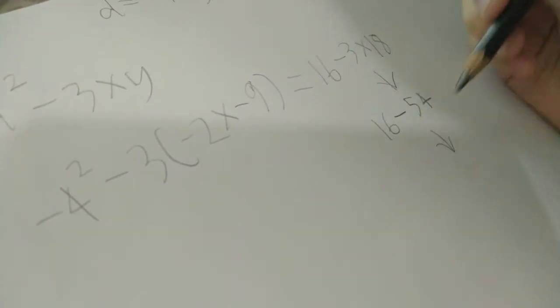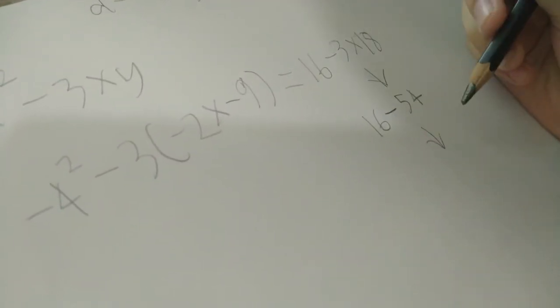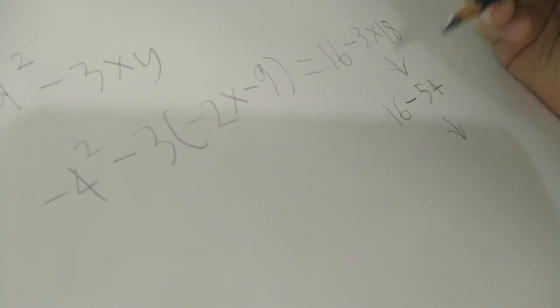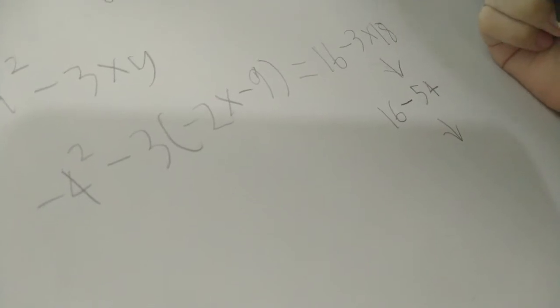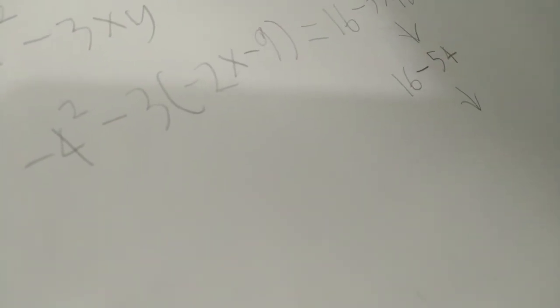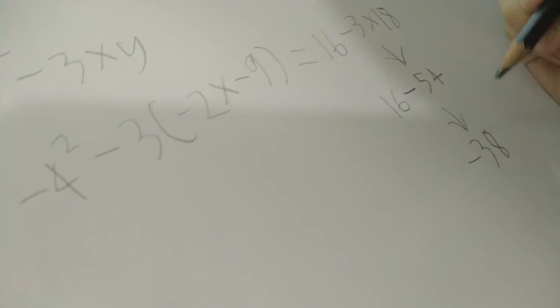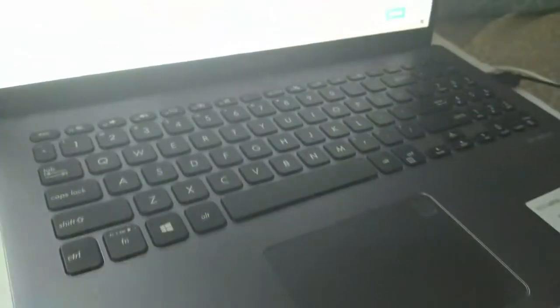And 16 minus 54. Okay, 16 minus 54 is, oh my gosh, this is so negative to me. Yes, 16 minus 54. Since 16 minus 54 is negative 38, we can see that this is a 38. Boom, boom, boom, boom. 4 corners.